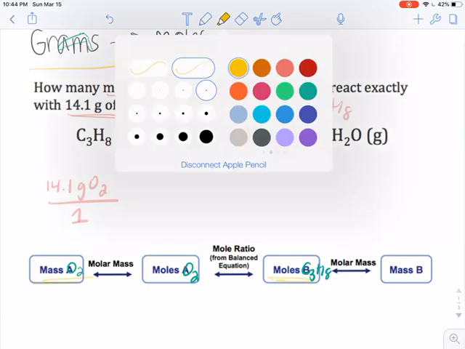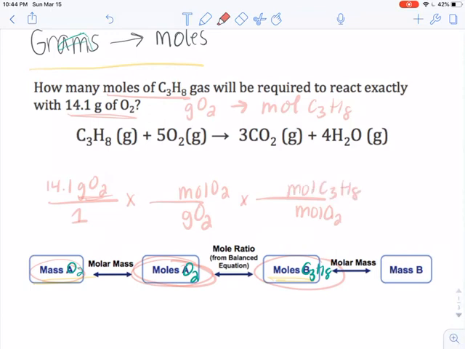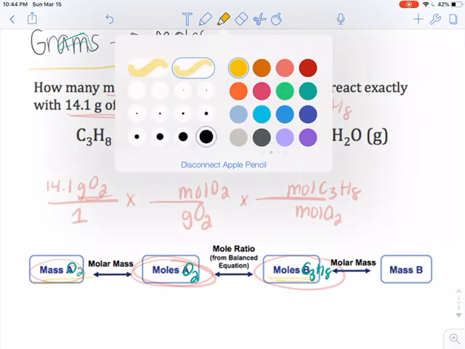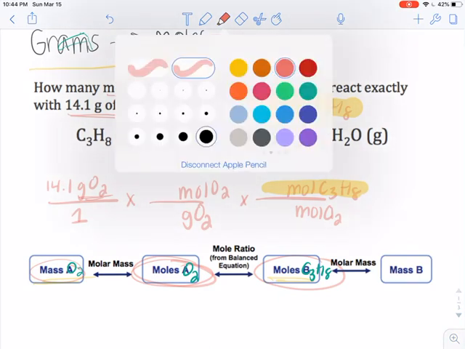And just like before, I can put whatever is right here on the denominator here, and I see I'm going from grams of O2 to moles of O2, moles of O2 on top. Moles of O2 goes from moles of O2 to moles of C3H8 on top. And that is exactly where I want to end. I got the unit on top that I want because I said I wanted to end with moles of C3H8, that's what we were going for. So now all I have to do is plug in my numbers.